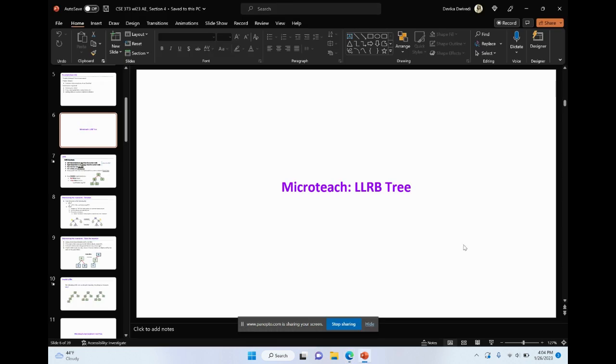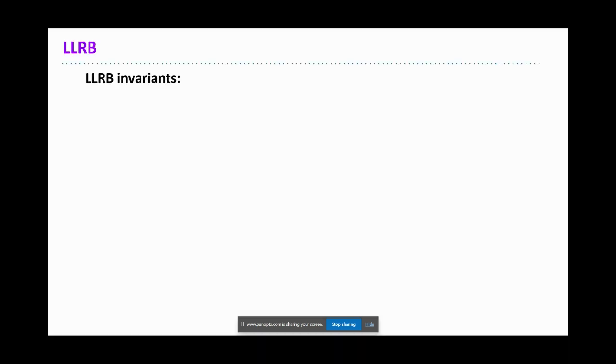Hey guys, I'm gonna go over the Microteach for week 4. And the first one is the left-leaning red-black tree. And so for this one, I'm gonna go over first of all what are the invariants.